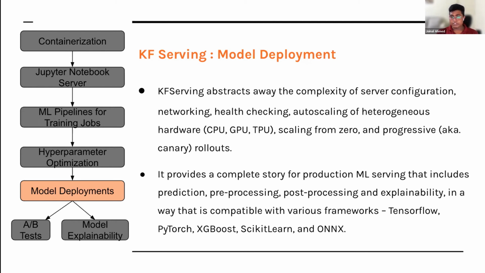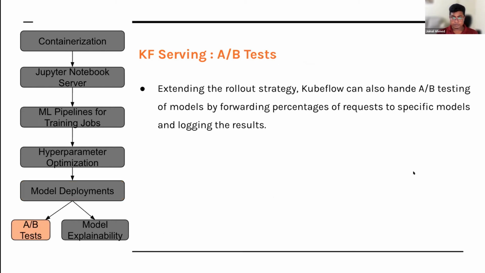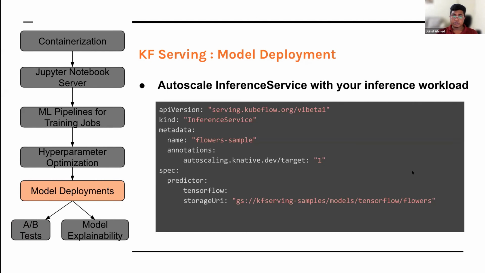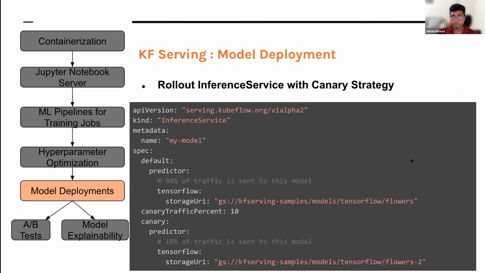There are also some additional features that come with it. One is auto scaling the inference service. In the deployment YAML, we can just enable this flag, the auto scaling on Knative, and once you enable this flag, the Kubernetes cluster takes care of auto scaling automatically.